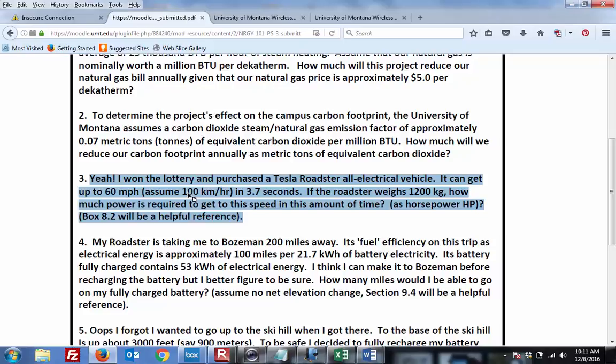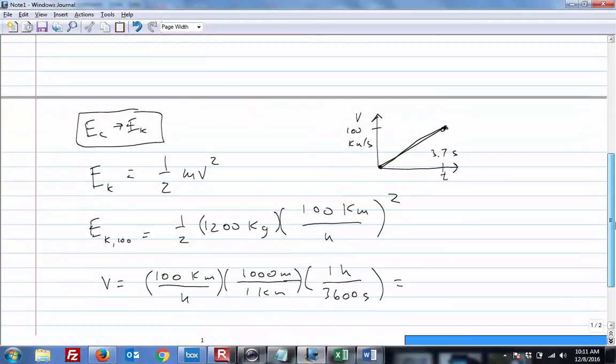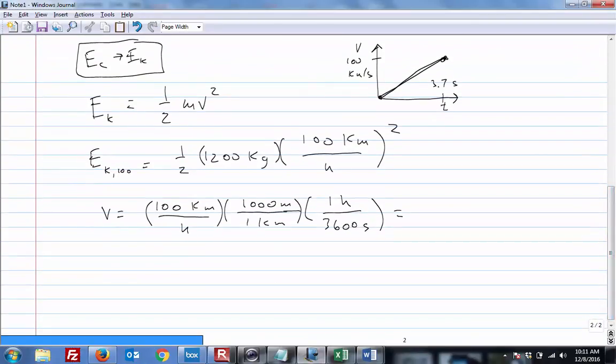So to get from 0 to 100 kilometers per hour, here's just a little velocity as a function of time problem. In general, the velocity curve is going to look something more like this. It's going to be easier to accelerate earlier, and as you build up drag forces in the car, it's going to be harder and harder to accelerate. But anyway, we just assumed it was linear for the sake of simplicity.